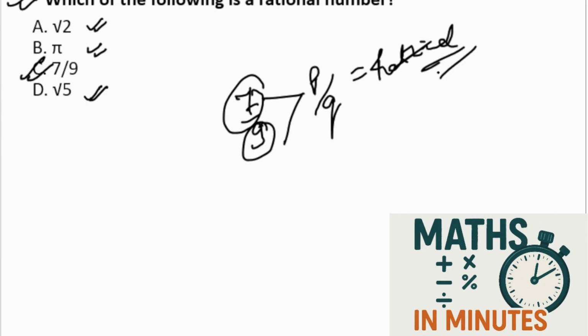As we know, P upon Q, where P and Q are integers and Q should not be equal to 0, and this is only in option number C. That's why option number C is a rational number, right?